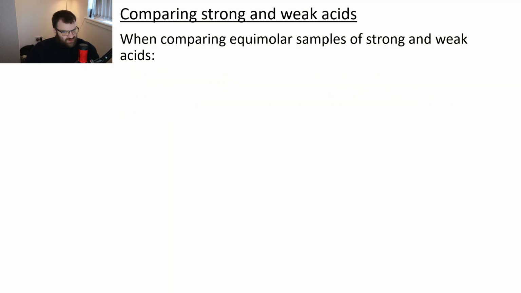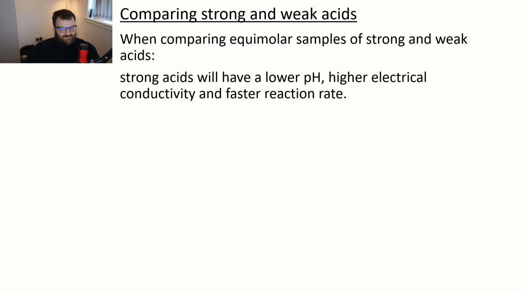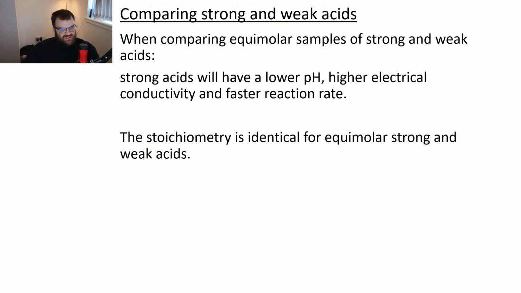When comparing strong and weak acids, if you're using the same number of moles, if you have the same concentration and volume of those, the strong acid will have a lower pH. They will conduct electricity better because there's more ions dissolved in the solution, and they will react faster with metals and other chemicals. When it comes to doing titrations, the volume that you'd need to neutralise an alkali will be identical, regardless if it's a strong or weak acid.